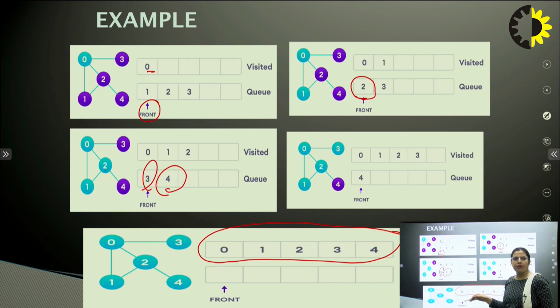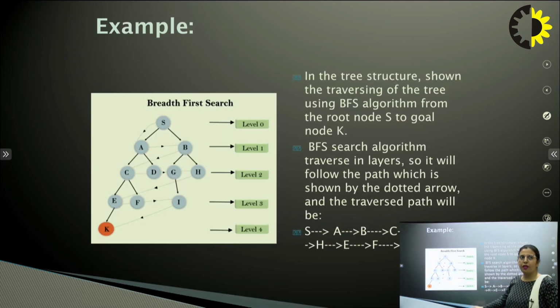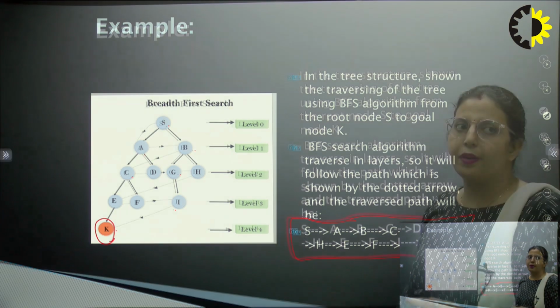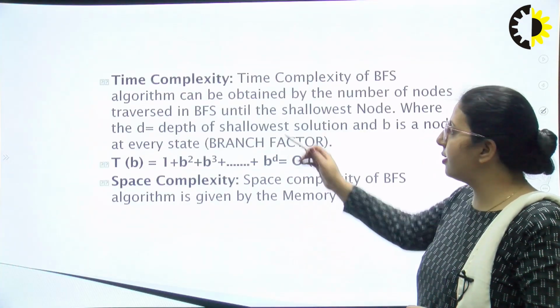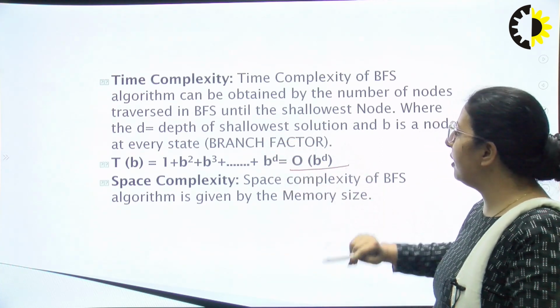So in this way we have traversed the tree or the graph by using the breadth first search technique. This is another example. If we are traversing this and this is our goal node, we have to reach here. Then starting from S, then A, then B, then C, D, G, H, E, F, I, and then K. In this way we can traverse a graph or a tree. This is the path that needs to be followed to find the solution of this particular problem.